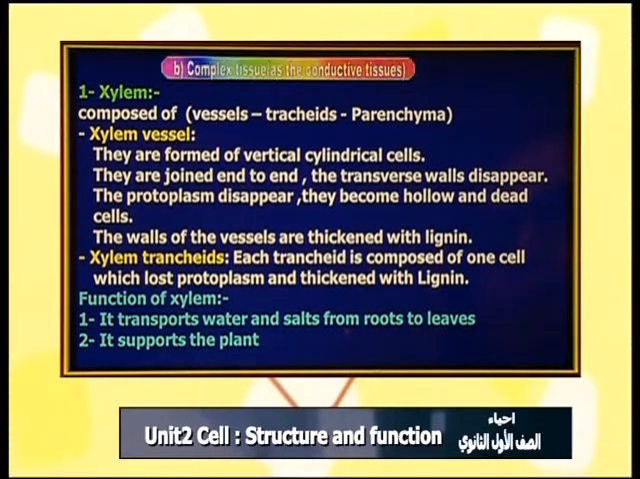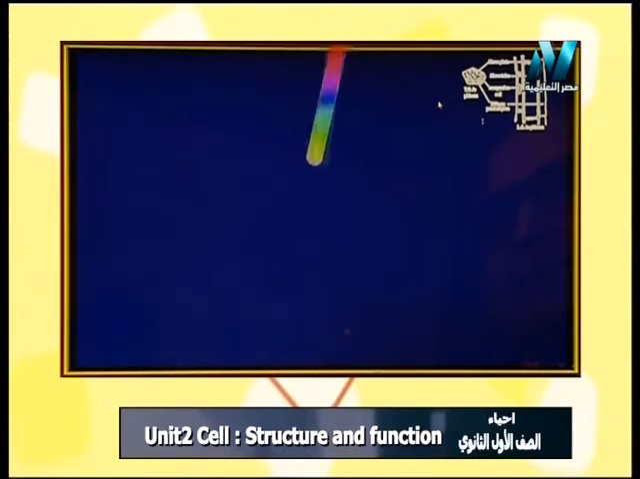Xylem tracheids: each of the tracheids is composed of one cell which lost the protoplasm and is thickened with lignin. The xylem has 2 functions. The first is the carrying or transportation of water and salts from the root to the leaf, and also it supports the plant because it's thickened with lignin.